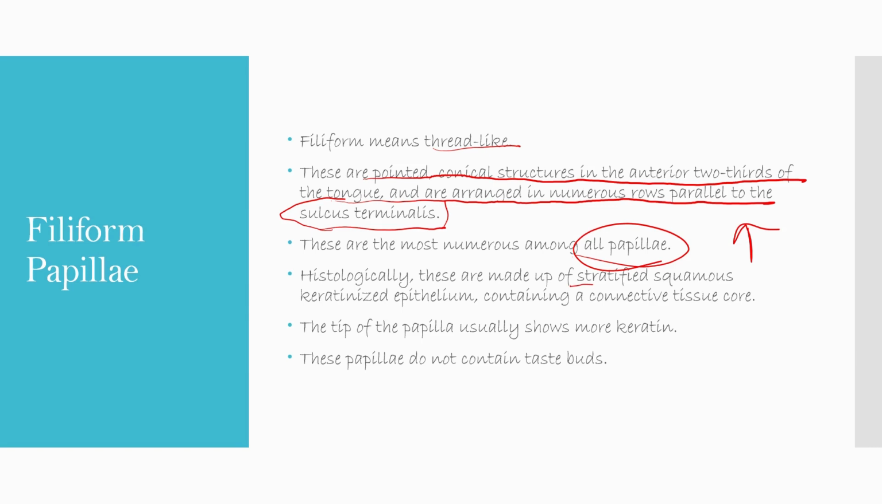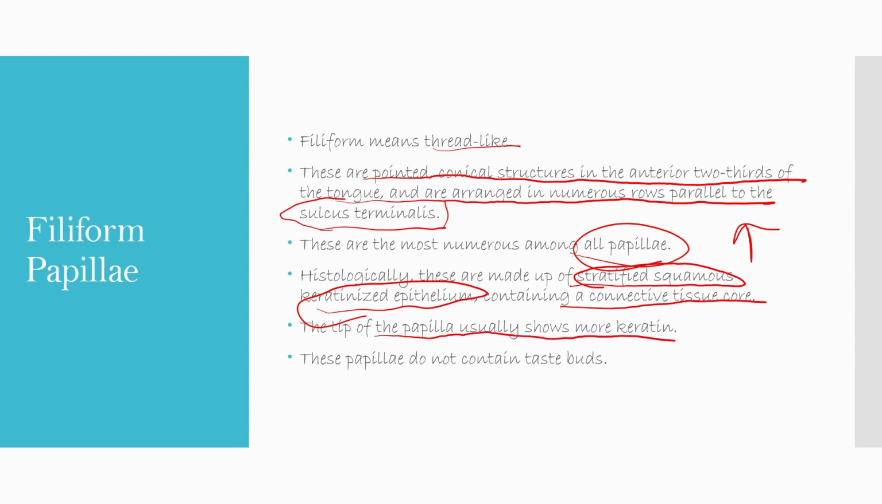Histologically, these are made up of keratinized stratified squamous epithelium, as we have just studied, containing a connective tissue core. The tip of the papilla usually shows more keratin. Okay, the tip of the papilla. These papillae do not contain taste buds.